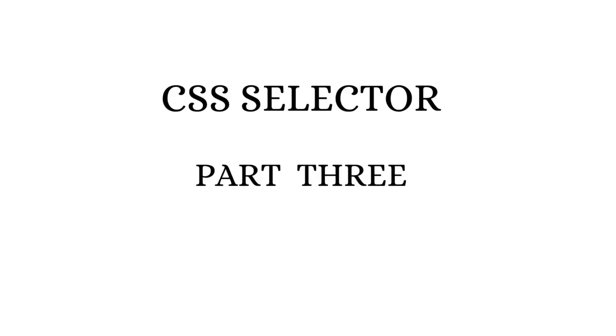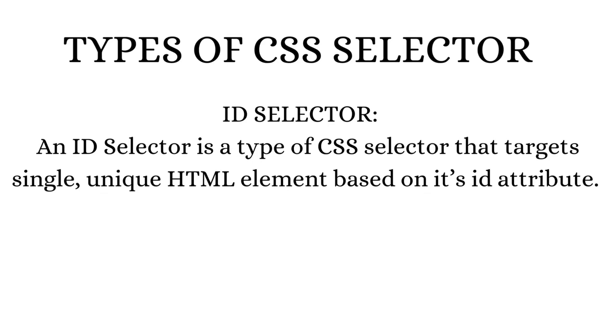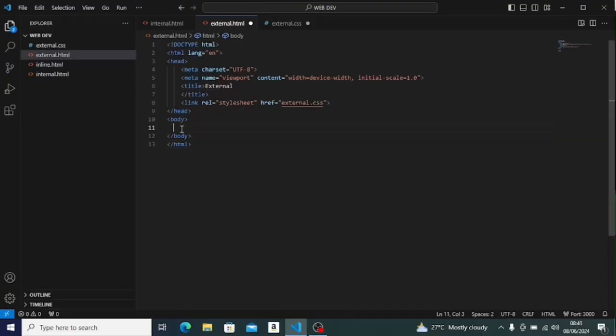Hello guys, today we're talking about CSS Selector Part 3 and we'll be looking at the ID selector. An ID selector is a type of CSS selector that targets a single unique HTML element based on its ID attribute, and we're going to be looking at some examples of it on our VS Code.